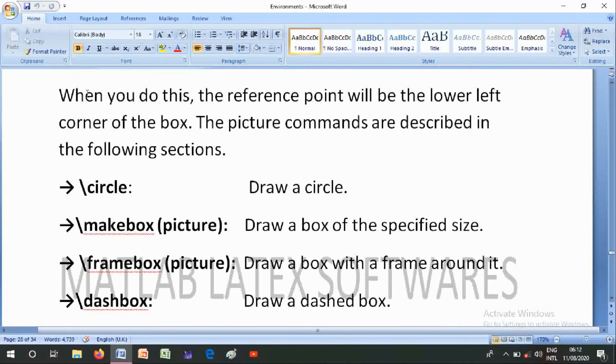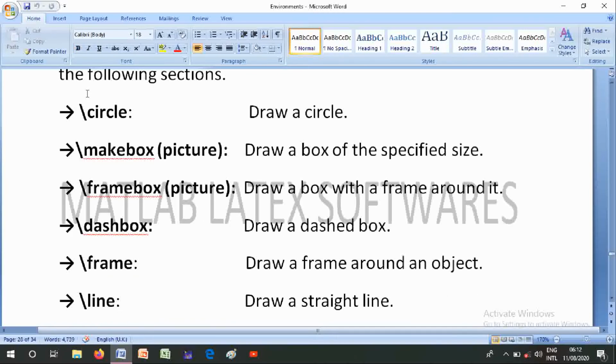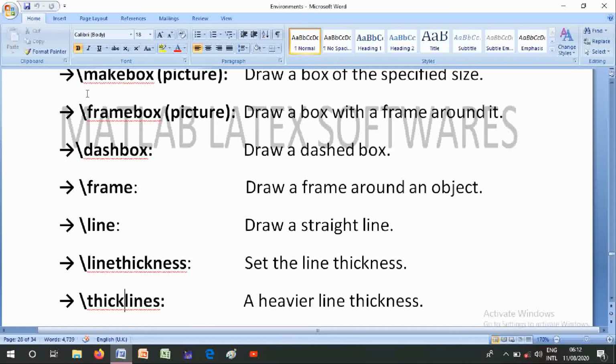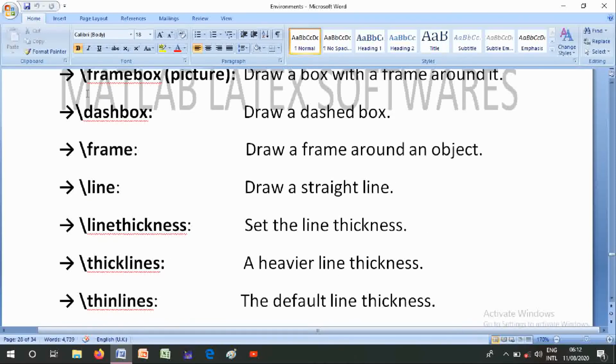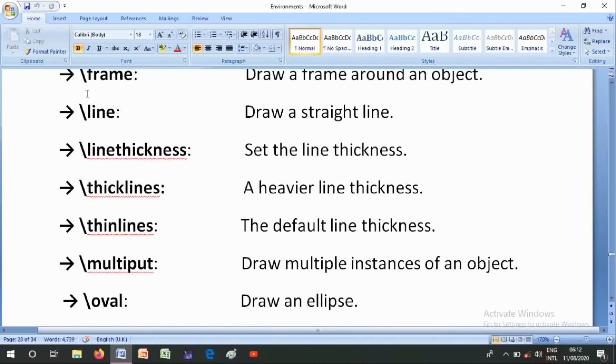Number one is \circle, draw a circle. \makebox, draw a box of the specified size. \framebox, draw a box with a frame around it. \dashbox, draw a dashed box. \frame, draw a frame around an object. \line, draw a straight line. \linethickness, set the line thickness. \thicklines are heavier lines. \thinlines are the default line thickness. \multiput, draw multiple instances of an object.